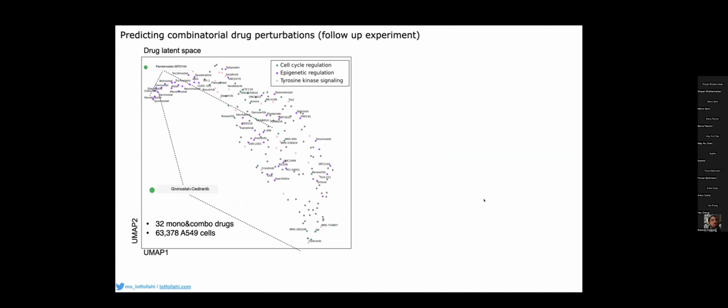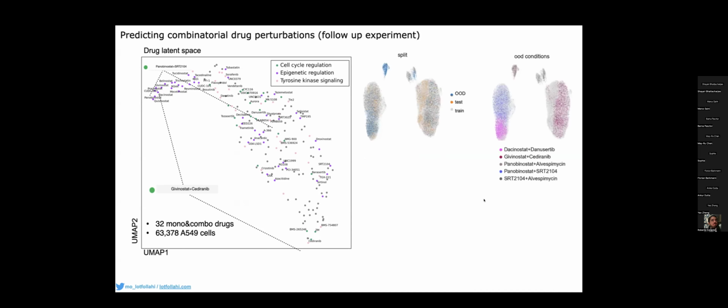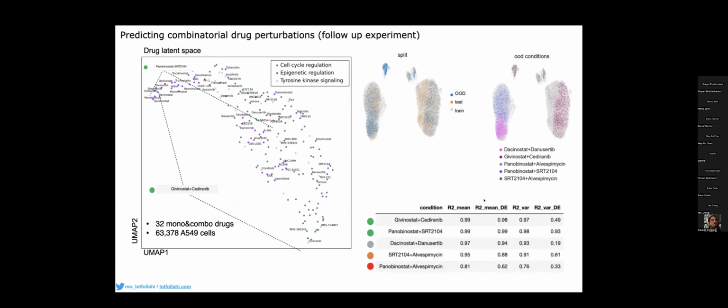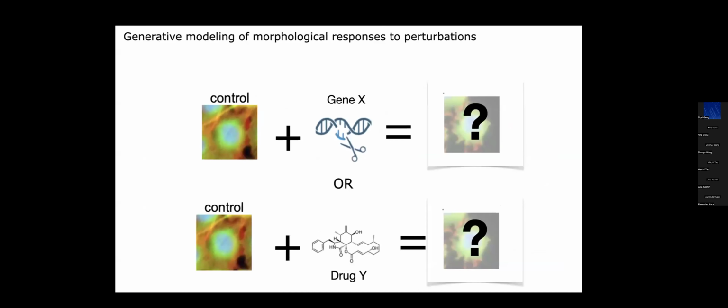We picked 32 drugs and combinations of those drugs and did a second experiment. Then we generated data from the second experiment and fine-tuned the model. What we showed was that we can predict the outcome of combinatorial treatment at the single cell level. This was published about a year ago, but now there is a lot of cool work done by other people that improved upon this. The dataset that we generated is also available.